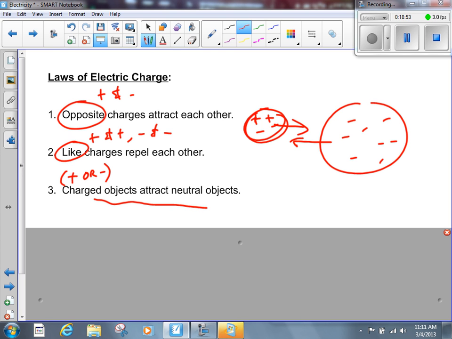So neutral objects were attracted to charged objects. Then what happened? All of a sudden, at one point, this neutral object started being pushed away. Neutral objects can't be pushed away from charged objects. That would violate the third law of electric charge. So what was happening? It's going to get more electrons. Yeah, it's going to get more electrons.